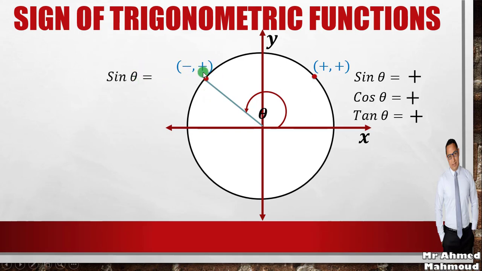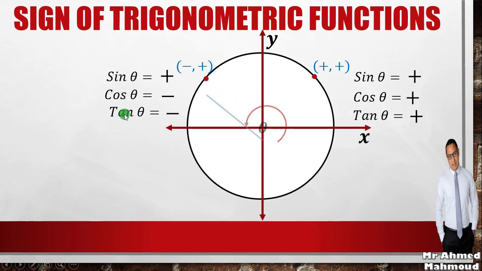Sine theta here is positive, cosine theta here is negative, tan theta is positive over negative, which is negative. So the sine is positive, while cosine and tan are negative. Here, not all of them are positive like in the first quadrant. Only the sine is positive, and the cosine and the tan are negative.